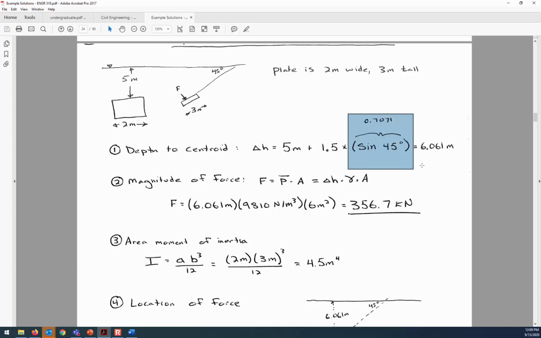So that tells us that delta H is 6.06 meters. And with that, we can find the magnitude of the force. The magnitude of the force is the pressure at the centroid times the area. The pressure at the centroid is delta H times gamma, multiplied by the area, and it turns a pressure into a force. So the force is 356.7 kilonewtons.